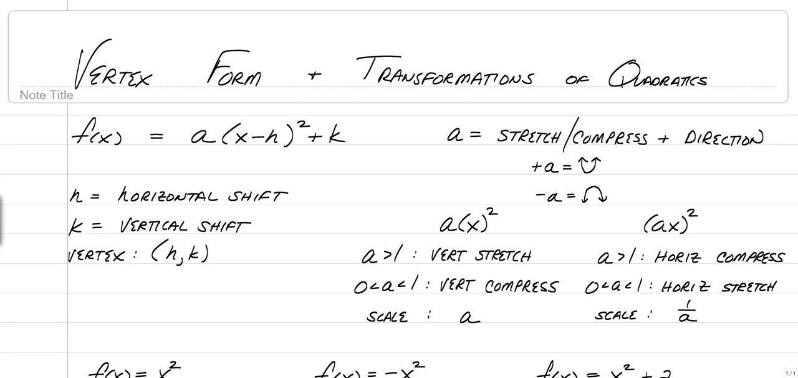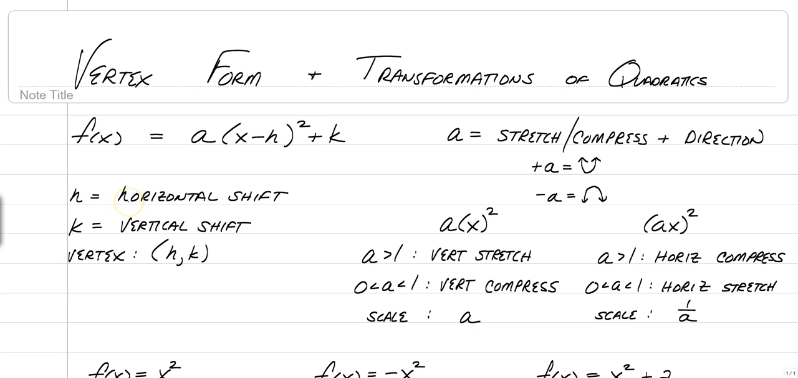Hey everybody, here goes a video on vertex form of quadratics and the transformations. So, vertex form of a quadratic is a times x minus h squared plus k. Sounds like a bunch of fun, but what does it all mean?